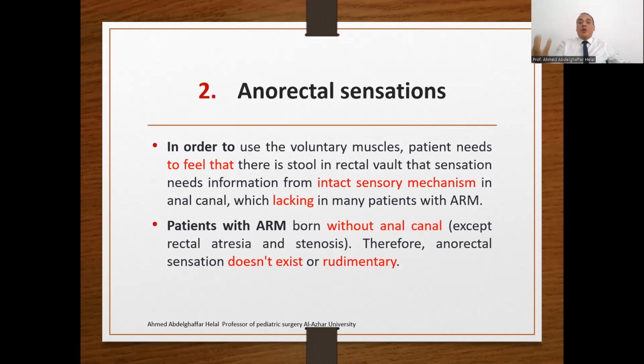Number 2 for continence is the anorectal sensation. In order to use these voluntary muscles, as the mechanism for control, you need an intact sensory mechanism in the anal canal. This sensory mechanism is lacking, not present in anorectal malformation, as most patients with anorectal malformation are born without an anal canal, except rectal atresia and stenosis. Therefore, the anorectal sensation doesn't exist or is rudimentary. So this second item may affect the continence ability in this type of children. The anorectal sensation is affected.